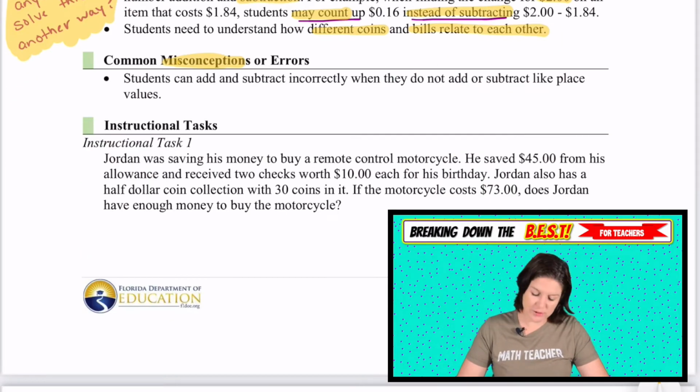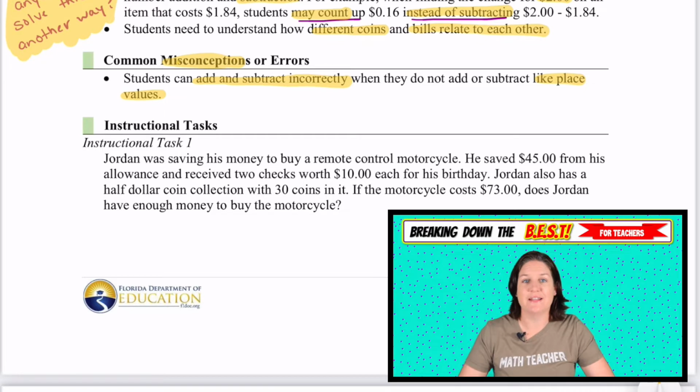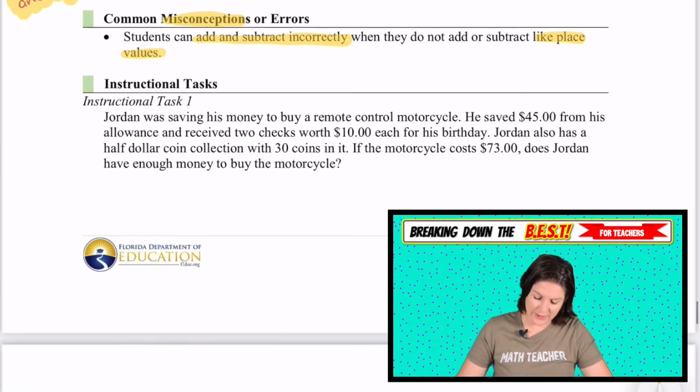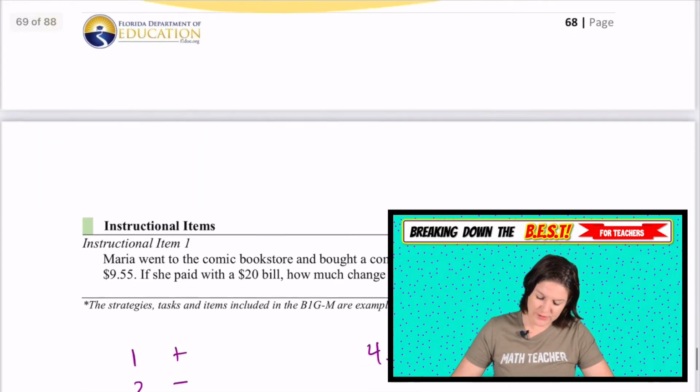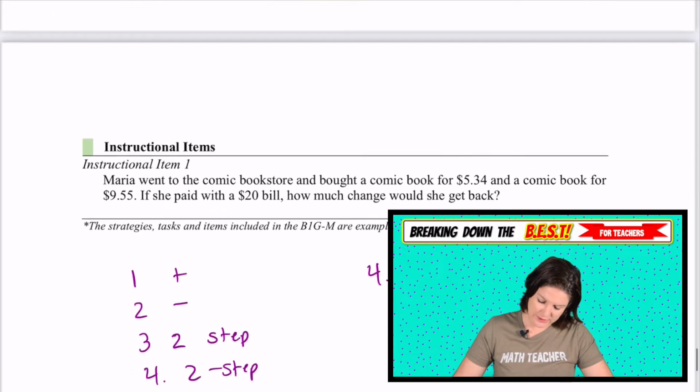A common misconception could be that students add and subtract incorrectly or not assigning the like place values, not lining them up correctly, and making computational errors in that sense, okay? Here's some examples of instructional tasks that you can look at to see the standard in action, and another one right here.